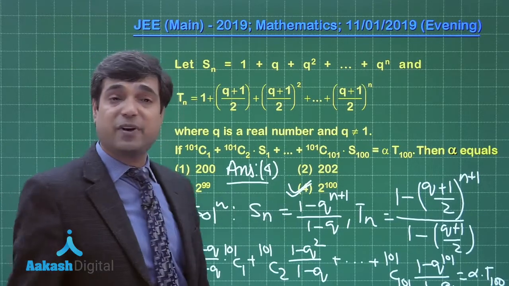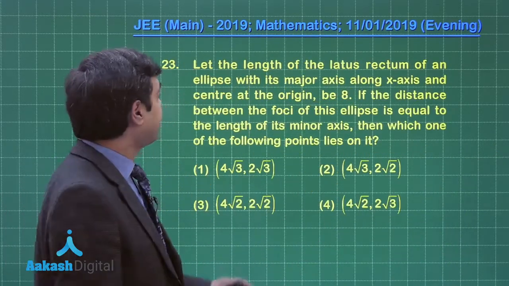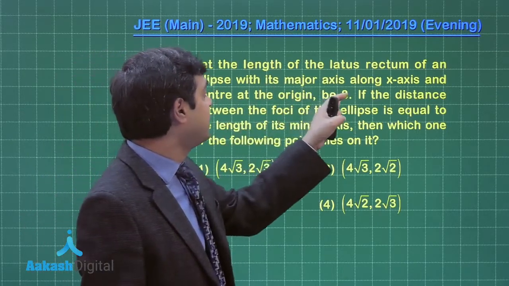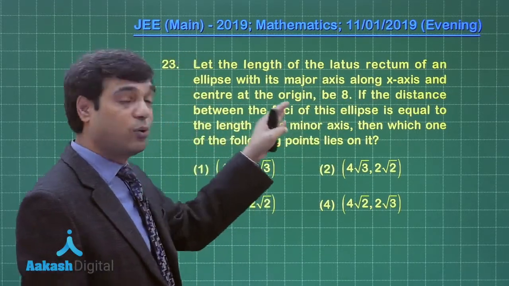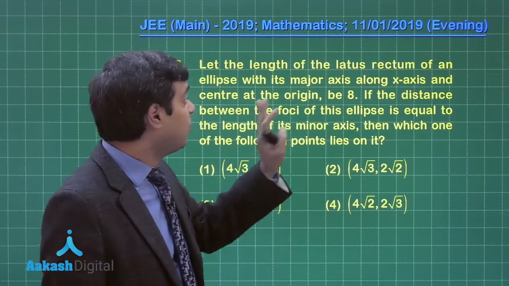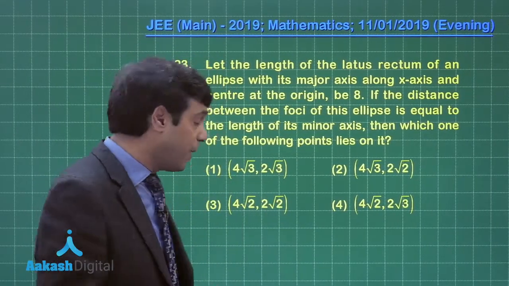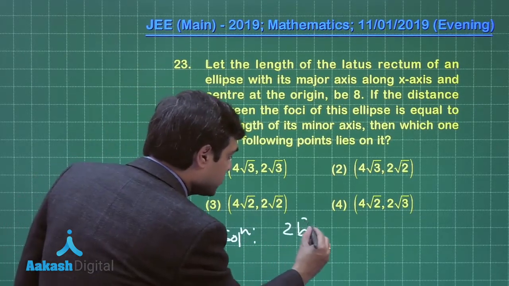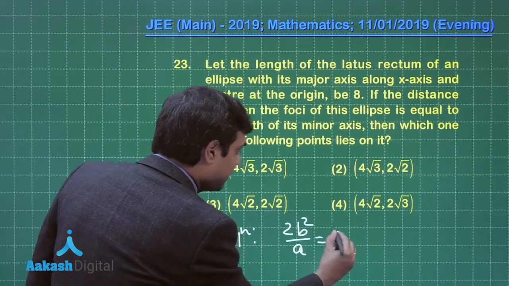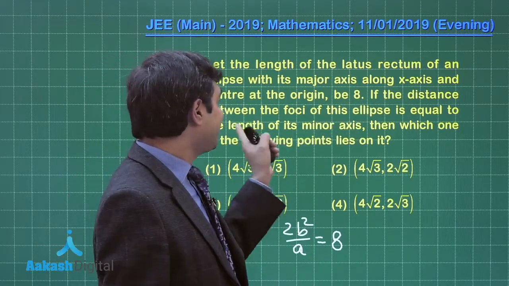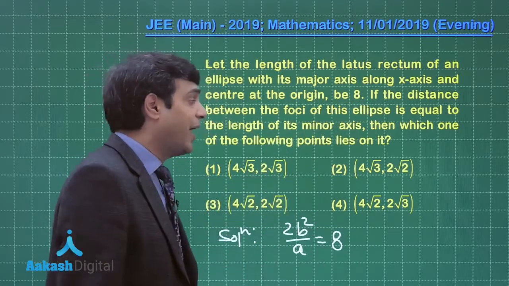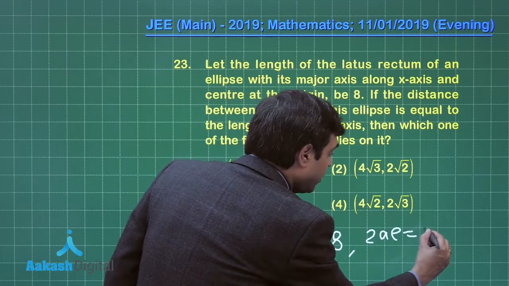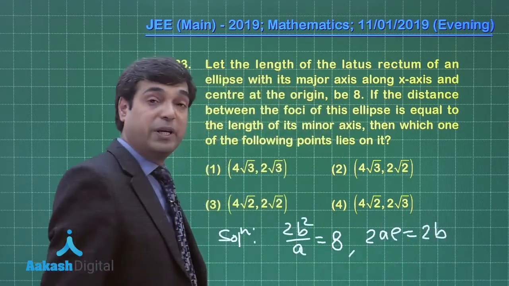Let's move on to the next one, that is question number 23. The length of the latus rectum of an ellipse with its major axis along the x-axis and center at the origin is 8. Length of the latus rectum is 2b square by a. So let's write down this data. 2b square by a is 8. Next, if the distance between foci is equal to the length of the minor axis, that is 2ae is equal to the length of the minor axis, that is 2b.